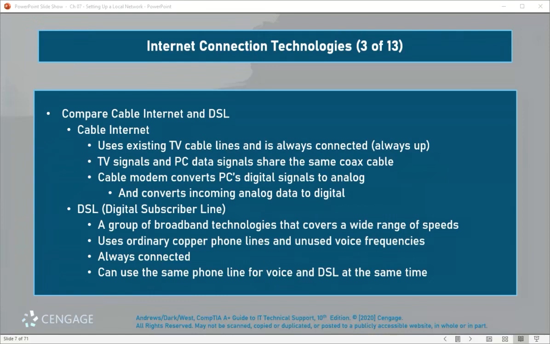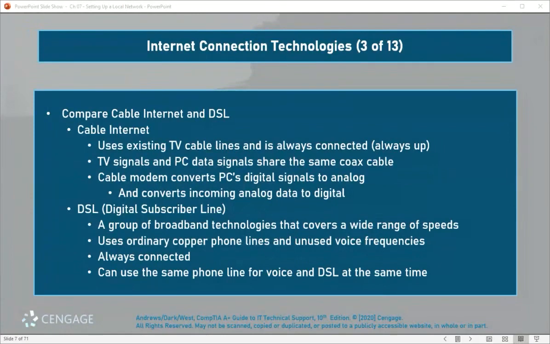So cable internet uses existing TV cable lines, which we've had introduced into our home environments since the 1970s. And the PC and data signals coexist. They live on the same cable. What we do is we just change the different bands of frequency, and again tying back to bandwidth, where these data signals live versus where the TV signals live.